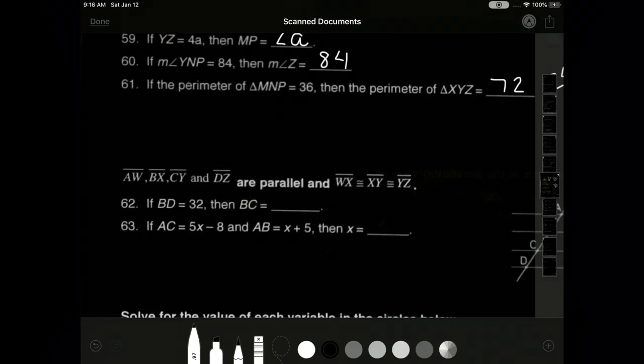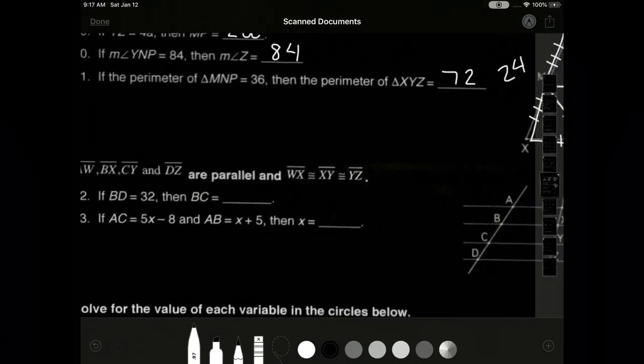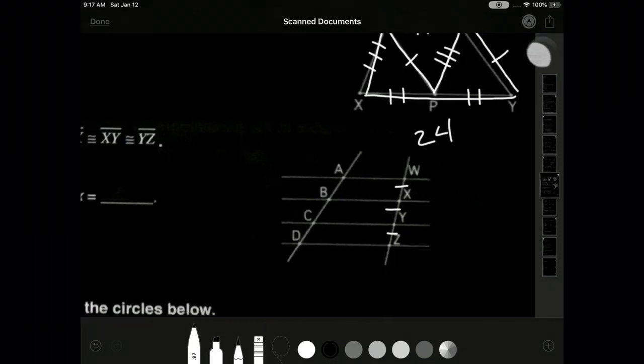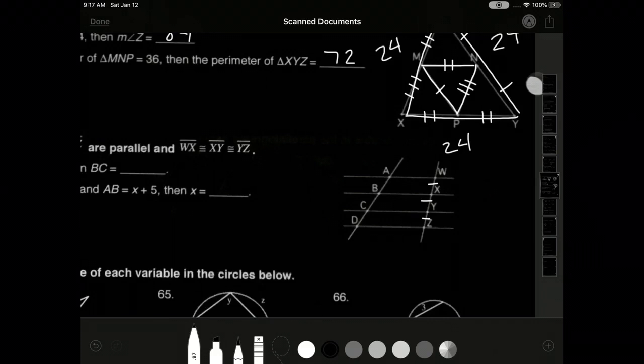For the next one, we have AW, BX, CY, and DZ are all parallel, and WX is congruent to XY, which is congruent to YZ. So, with all these parallel lines, WX is congruent to XY, which is congruent to YZ, which means that AB is congruent to BC, which is congruent to CD. We did have something in notes, I believe, somewhere around Unit 7 that stated that if we had parallel lines cut by transversals, then one set that's congruent on one side means that our other set's also going to be congruent.